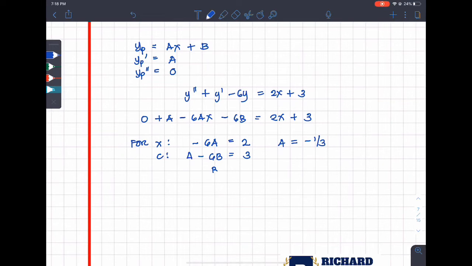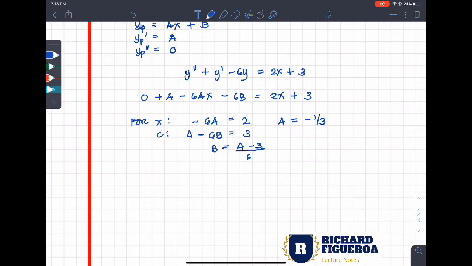So b would be equal to (a minus 3) all over 6, wherein a is negative 1/3. So negative 1/3 minus 3, divided by 6. So the value of b is equivalent to negative 1 over 3, then minus 3, which is negative 10 over 3, divided by 6, that is negative 5 over 9. So that is the value of b.